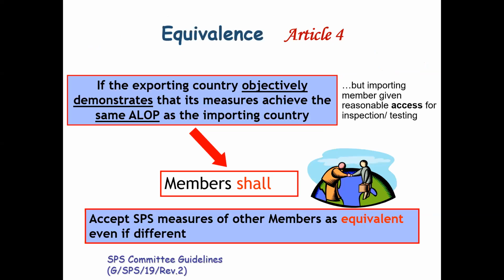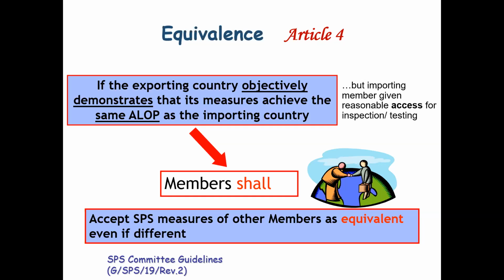Okay. The next article I talk on is equivalence. Now, this is again a very interesting clause. What it says is every country cannot have the same measures, and it may not always be very effective. So it allows members to accept the SPS measures of other members as equivalent, even if they are slightly different, if the exporting country can demonstrate that its measures achieve the same level of protection, acceptable or allowable level of protection as the importing country.